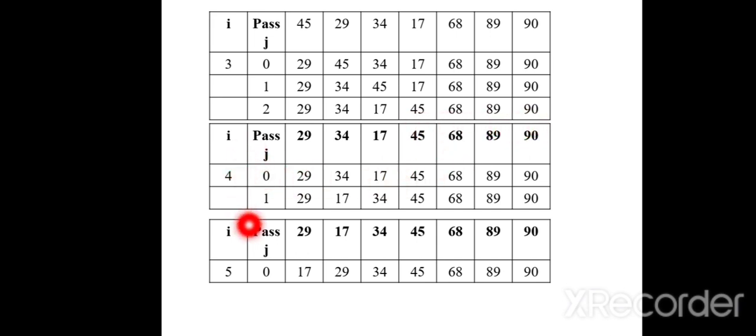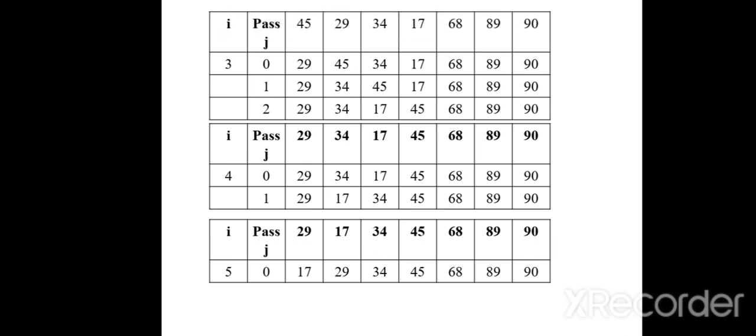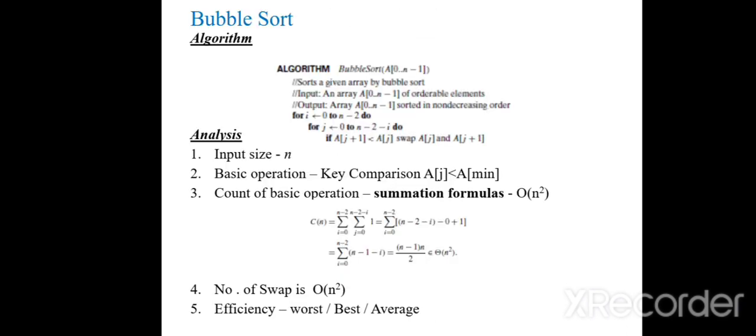The passes continue until i becomes 5, when there is only one pass and we compare the first two elements alone. 29 and 17 are out of order, so they get swapped, and the final list becomes sorted. This is the algorithm of bubble sort.